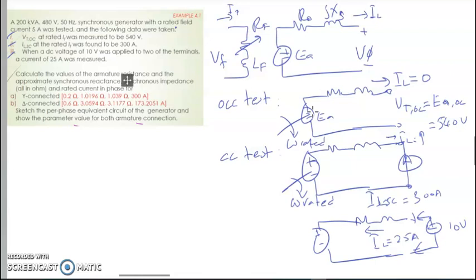This one is done without rotation. So rotation is zero. No rotation is applied. We just apply a DC test to the system, so we are getting these values. It is better if you all transfer the data into the circuit, even if it is not requested here. So this is recommended.